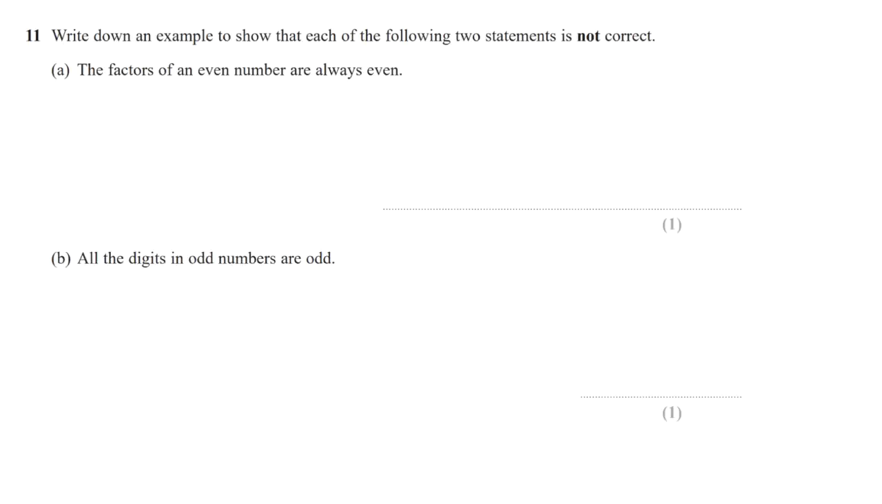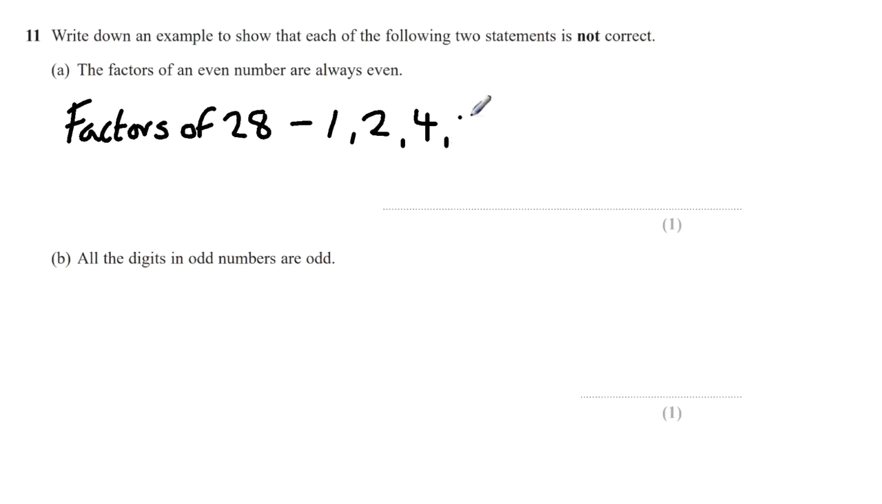Question 11. Write down an example to show that each of the following two statements is incorrect. A. The factors of an even number are always even. So let's write down the factors of 28. Factors of 28 include 1, 2, 4, 7, 14, and 28. Okay, so 7 is not an even number, so it dispels this statement.